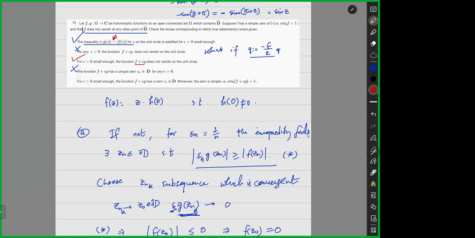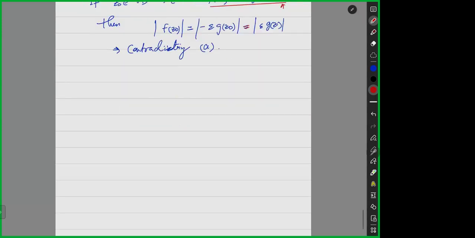Now the very last option, and after this we'll go. For epsilon positive small enough, f plus epsilon g has a zero in D. Moreover, the zero is simple, that is, the order of the zero is 1. Now we use part A and Rouche's theorem. So what is Rouche's theorem? Last option.